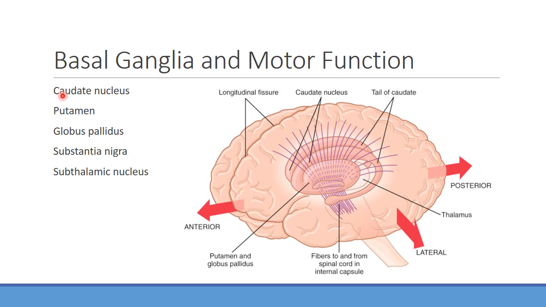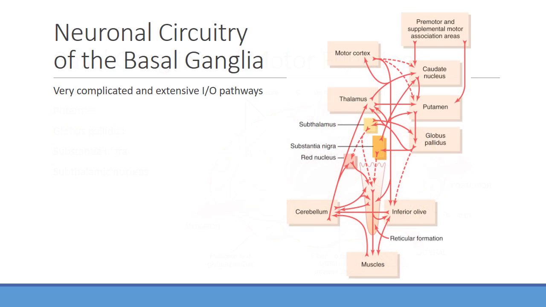This is going to be made up primarily of the caudate nucleus. You can see the caudate nucleus wrapping around here. Putamen, the globus pallidus, the substantia nigra, and the subthalamic nucleus. So the thalamus will be closely associated with this system as well.